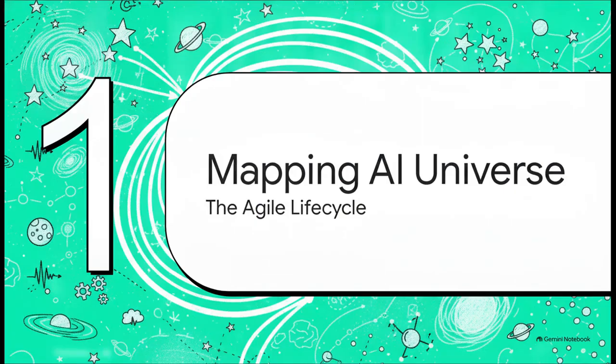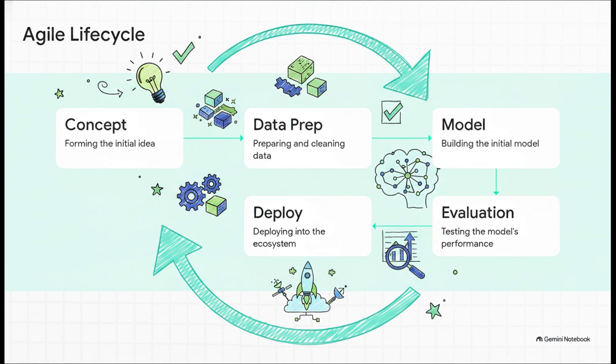All right, part one, mapping the AI universe. To make this whole ecosystem super easy to digest, we're going to take an inside-out approach. But before a single piece of code ever enters the main factory floor, it starts right here in the agile lifecycle. It's like a testing ground. Ideas start out as just a concept. Then, teams go through rigorous data prep, they build a preliminary model, put it through heavy evaluation, and finally deploy it. It's this continuous loop where raw ideas get refined and stress-tested before they ever make it into the heavy-duty layers of the broader AI ecosystem.